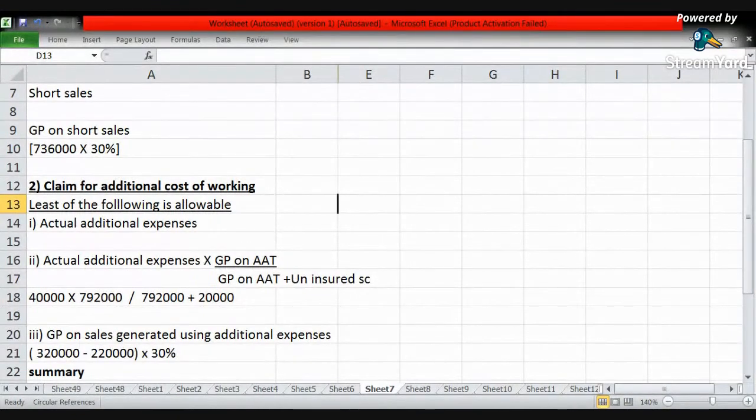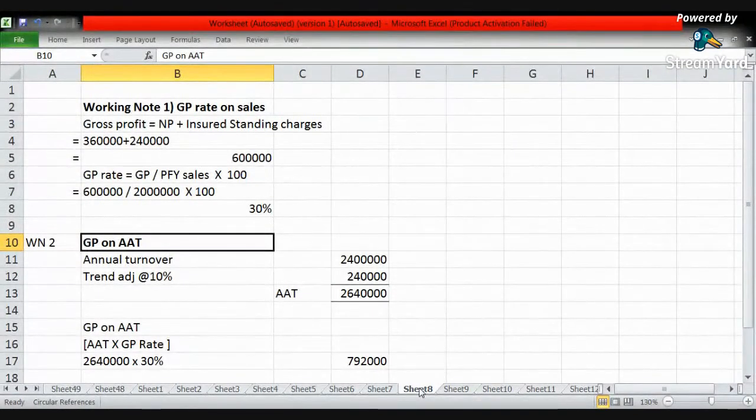I will show you the working notes also. You take that format also. It will help actually. First step, gross profit, that is net profit plus insured standing charge. Second step, GP rate, that is nothing but GP divided by previous year sale into 100. That's all. This much formula is enough today.